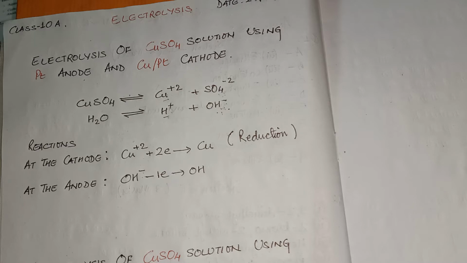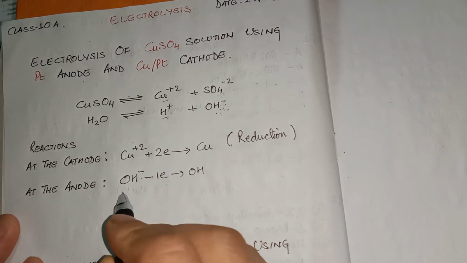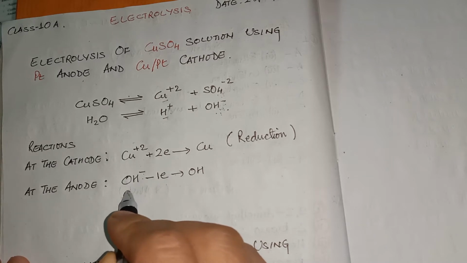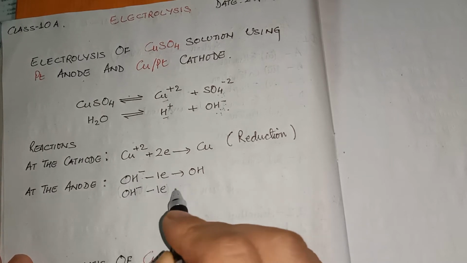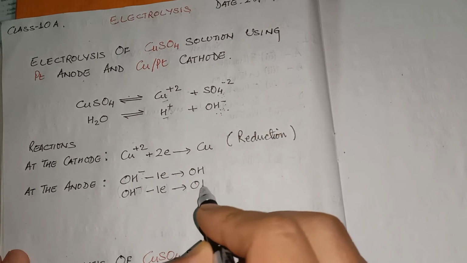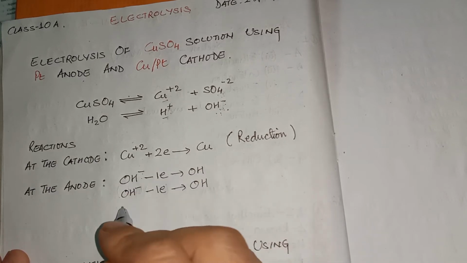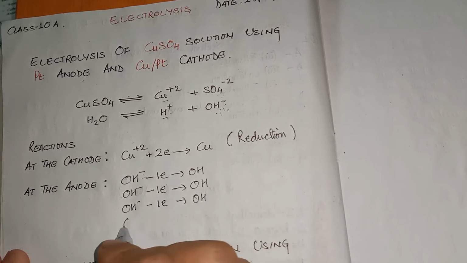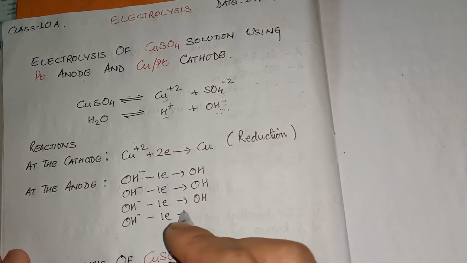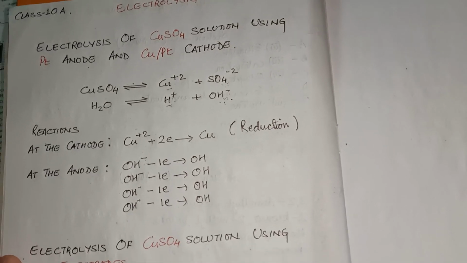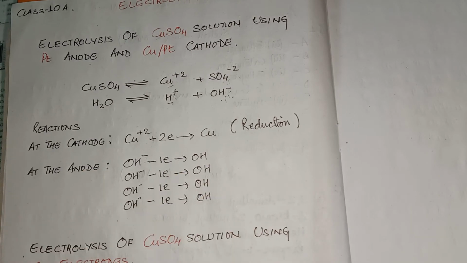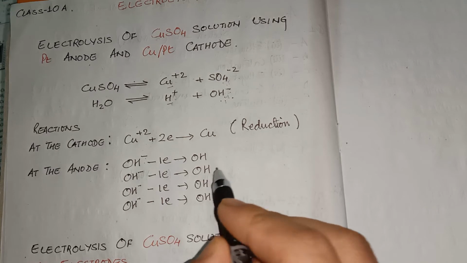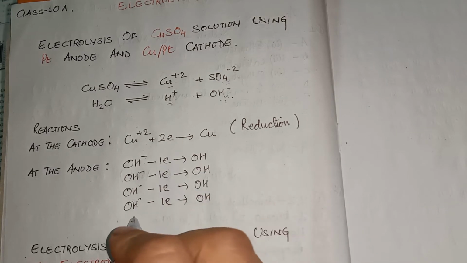Now I have already explained how this OH and OH get combined. We have to do this step by step. There will be 4 steps, so I'll do it once again over here. Another hydroxide ion also moves towards the anode, releases one electron, converts into OH. In the same way, another hydroxide ion comes and converts into OH. Another hydroxide comes and converts into OH. That means 4 hydroxide ions move toward the anode, and they all one by one lose electrons, producing OH.